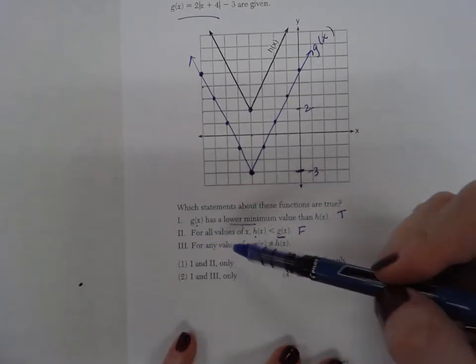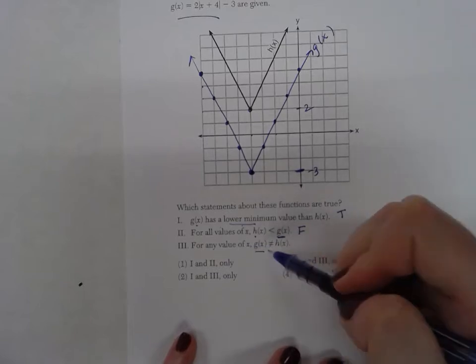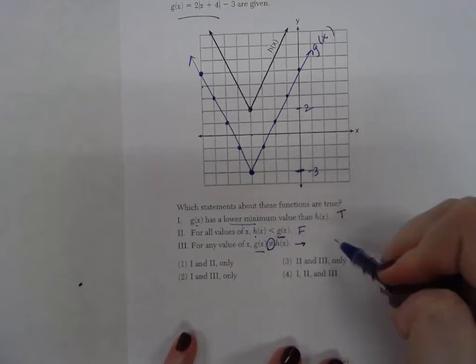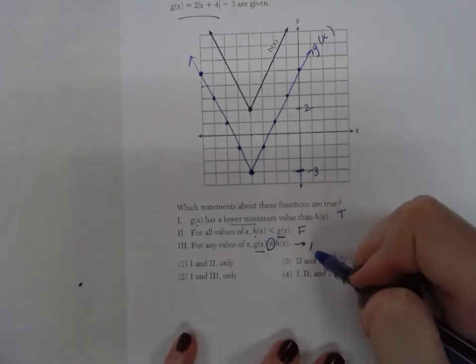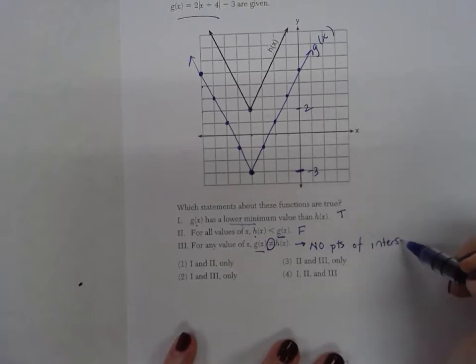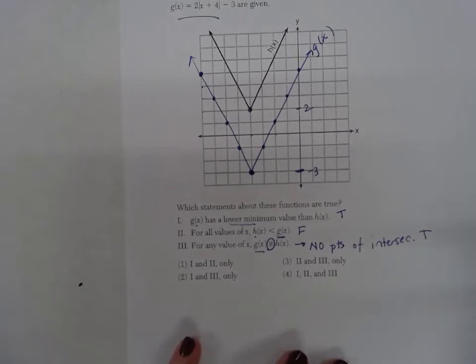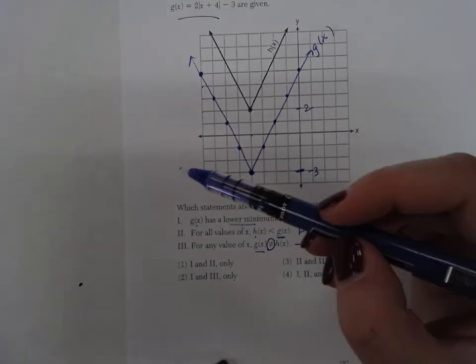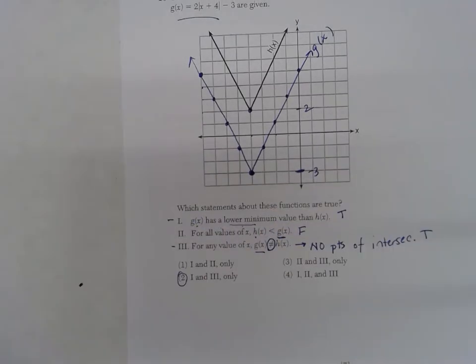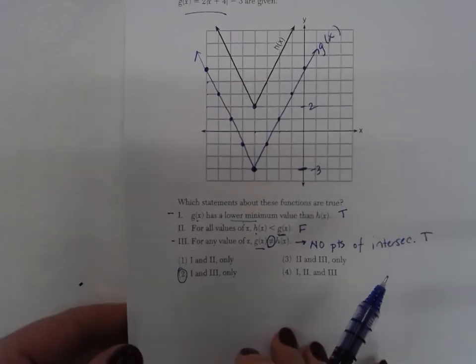Statement 3, for any value of x, g of x does not equal h of x. What this is saying is that there are no points of intersection, which is true. These graphs will never intersect. So statements 1 and 3 are true. That's right there. Tricky, got to do a little work. I don't know if you guys have noticed this, but it seems like the second half of the multiple choice gets a little bit harder than the first half. They start us easy and then they step it up a little.